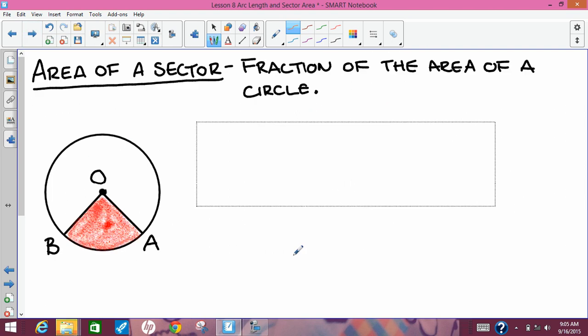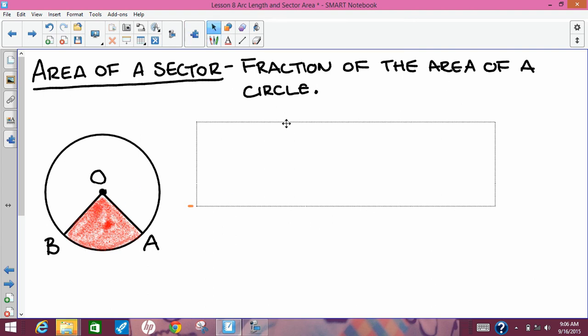So a sector of a circle is very similar to the idea of an arc length. We have a whole area of a circle, and that's all the space inside the circle. A sector is just a piece of that. So example here in red, this area in red is just a part of the entire circle, so a piece of the pie or a piece of the pizza, and we call those things sectors.